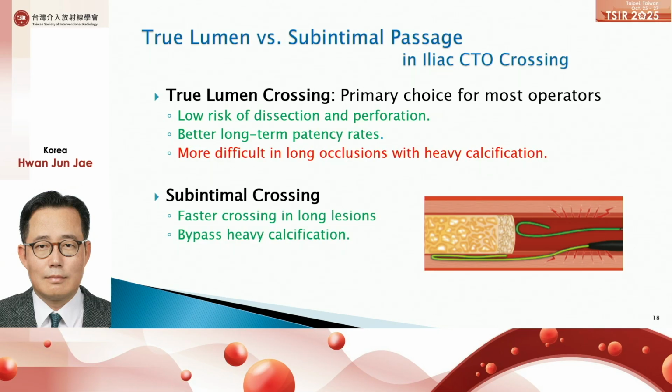It can bypass heavy calcification, but it has less predictable extension of the subintimal dissection, and sometimes the re-entry is unpredictable.